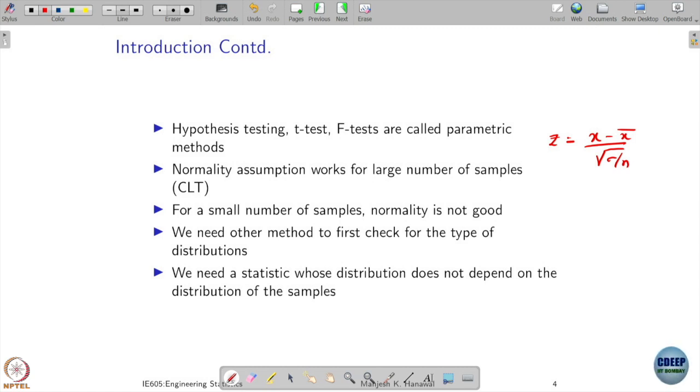And that is why before we apply any of the hypothesis testing, F test or T test that we used before, we need to validate that the assumptions we are making on the underlying distribution of the samples are correct. So to do that itself, we need to have some statistics whose distribution itself does not depend on the distribution of the sample. If that is the case, then we are going to call them non-parametric methods or distribution free methods.